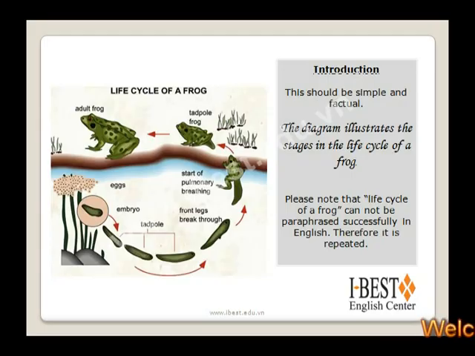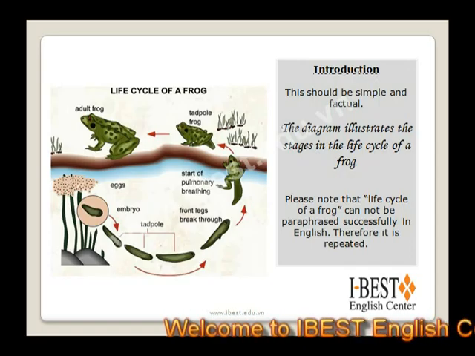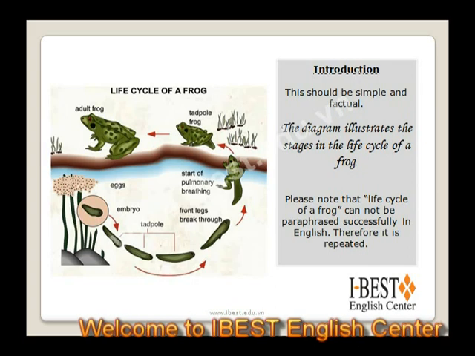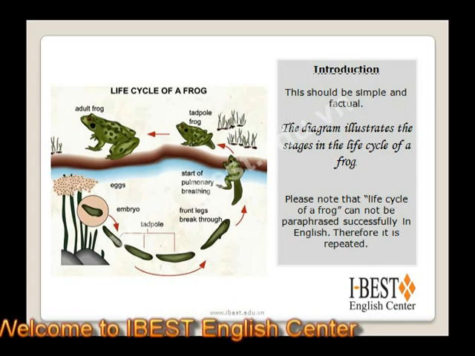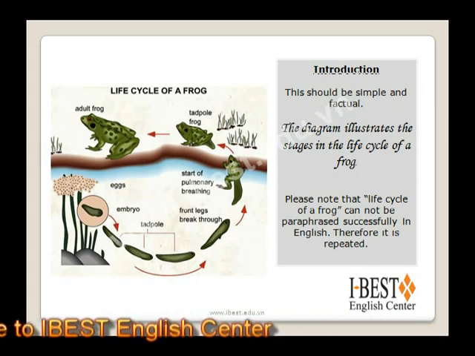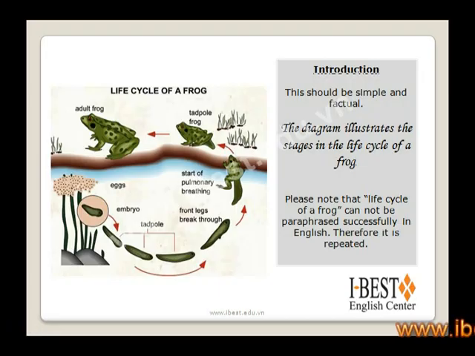Here is an introduction for you. The diagram illustrates the stages in the life cycle of a frog. You can see that we start with the diagram. We don't need to alter these words. After that, we have a verb, illustrates. You could also use gives information about or shows.